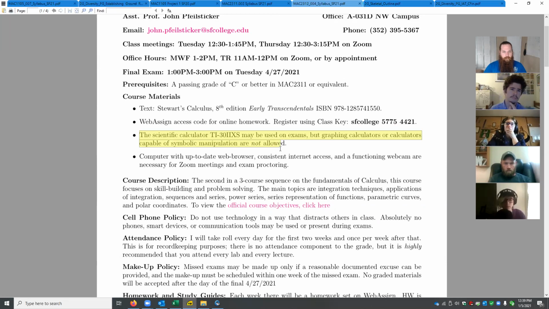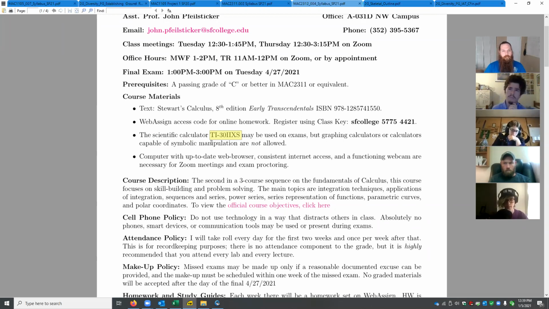Calculators, this is important. On the exams, you're not allowed to use a graphing calculator of any sort. That means no TI-83, TI-84, 89, Inspire, none of that. No Desmos, no nada. If you want to have a calculator on the exams, this is the only one that's allowed: the TI-32XS. You won't need a calculator. All right, I want to say that right out of the gate.